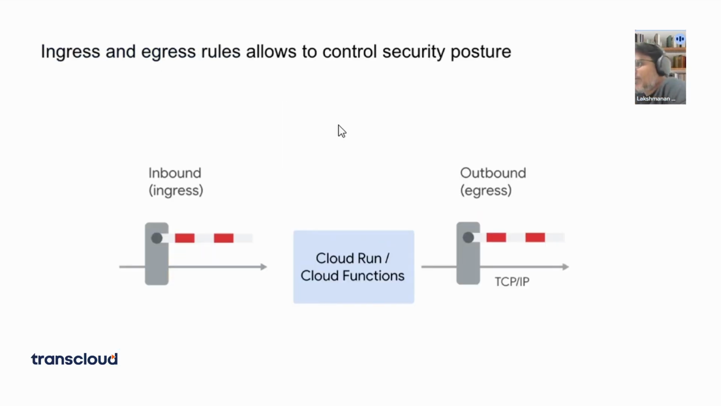All right. So now coming back to our ingress and egress. As I said, anything that is going to hit your applications, the technical term that we call that is ingress. Be it Cloud Run or Cloud Functions, any request that comes in is an ingress. And anything that goes out from your application to the external world is called egress.